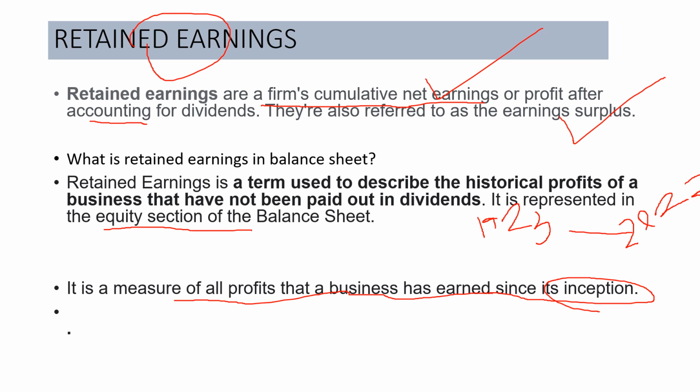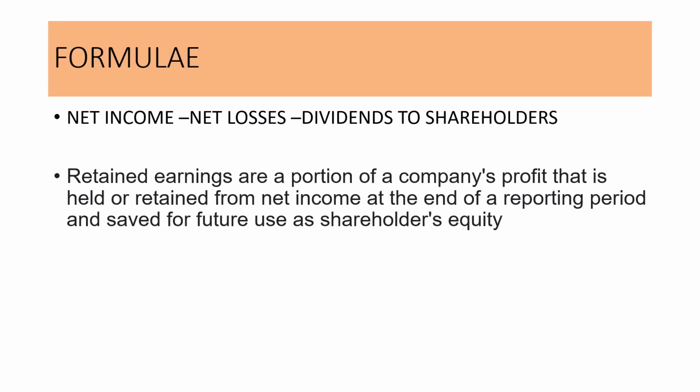Now the most important thing is retained earnings is the portion of the company's profit that is held or retained from the net income at the end of a reporting period and saved for future use as shareholders equity. Now it means that whatever profit is left, net income minus net losses, subtract the dividend paid to shareholders, whatever is left is your retained earnings.